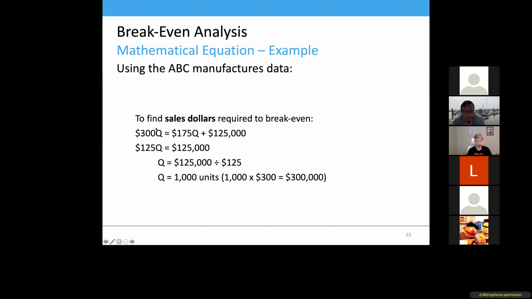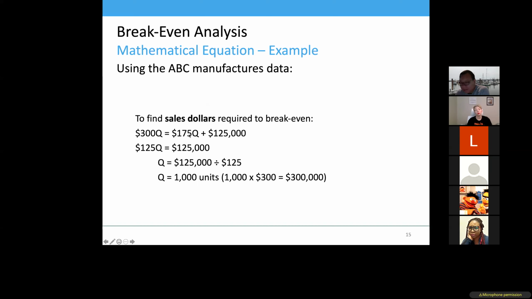So in my example, the selling price is 300. So 300 times Q, where Q is what I'm looking for, equals the variable cost per unit, 175 times Q, plus my total fixed cost, which is 125,000. Okay, so this is the equation. And this is high school stuff, so I think you should all know how to solve this. At least I hope so.